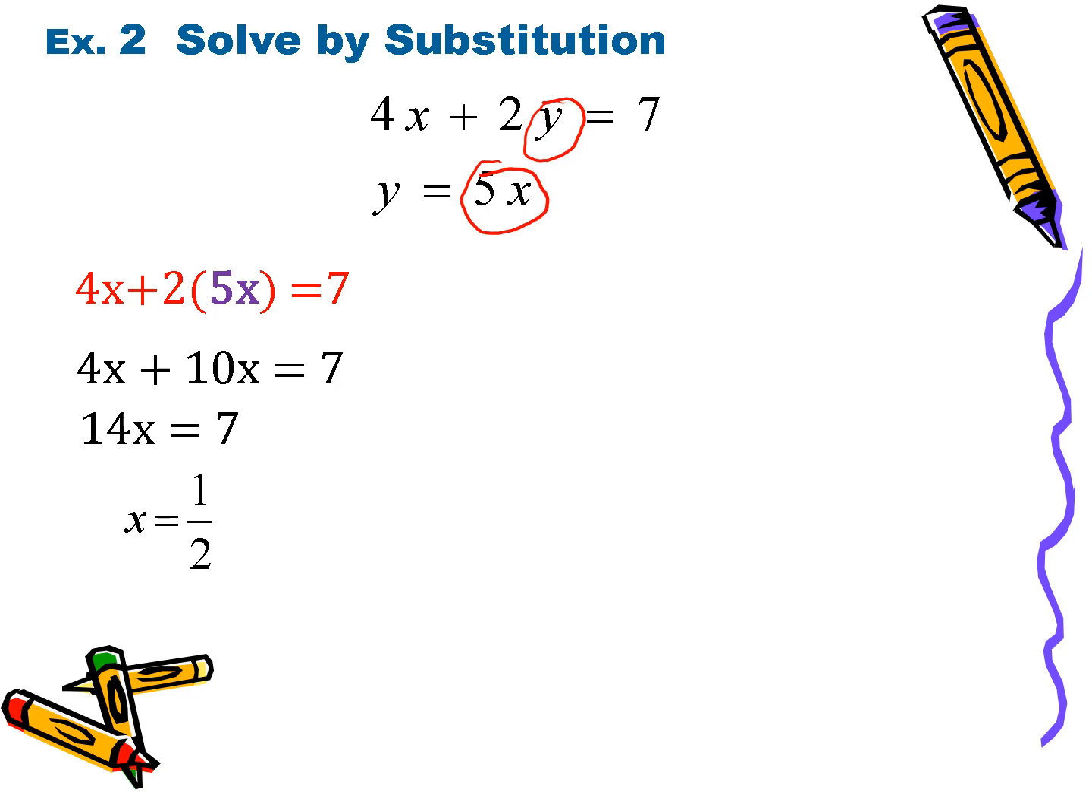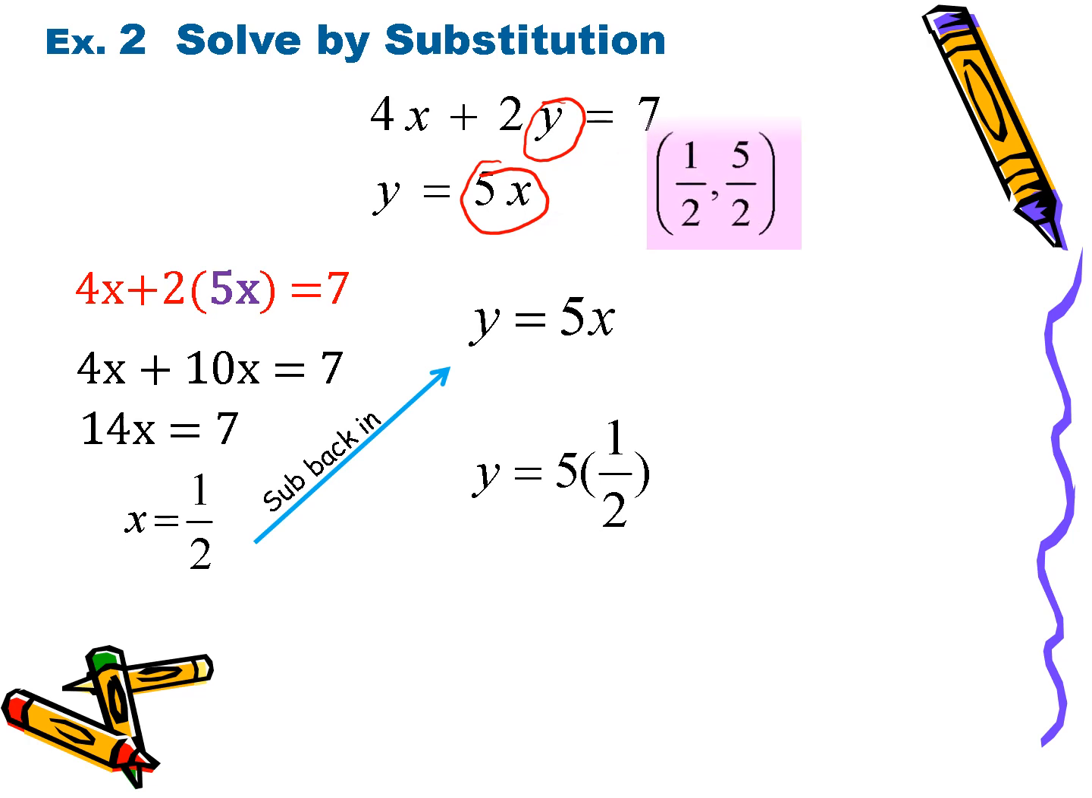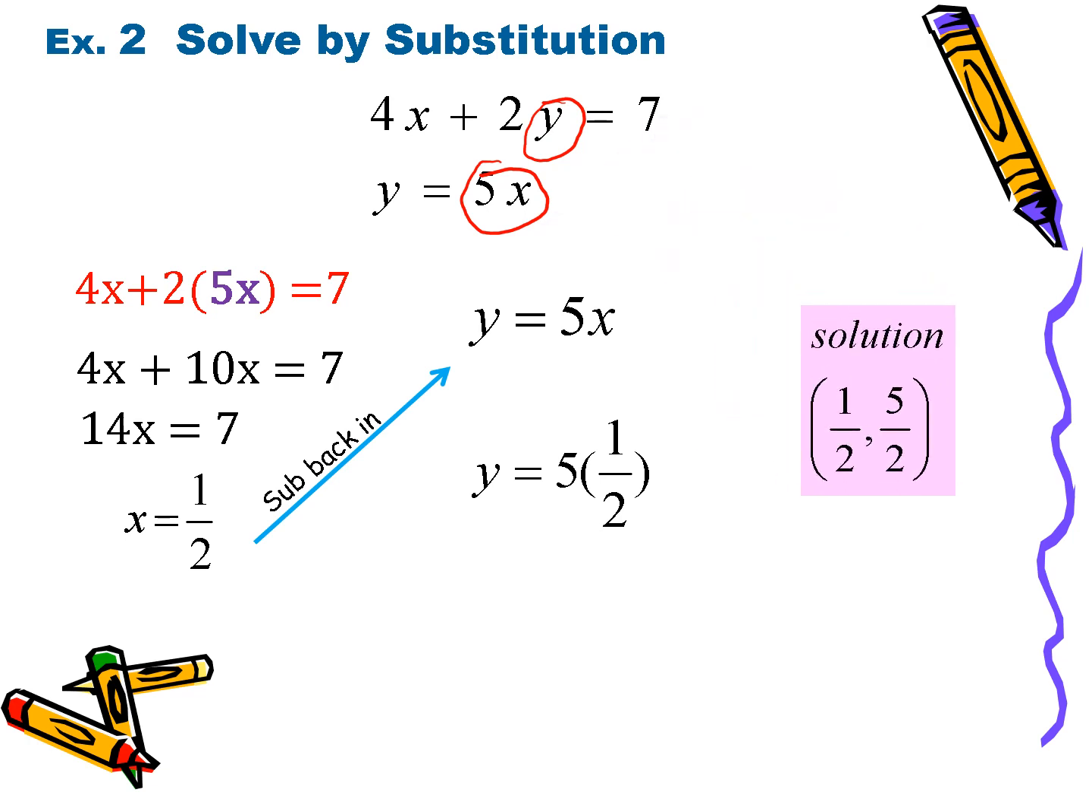Or you could look at the second equation. The second equation is already solved for y, so I am going to sub in 1/2 for x. So 5 times 1/2 is 5/2. So my solution is (1/2, 5/2). Now, unless the directions tell you, you don't need to change that to a decimal. Leave it as a fraction.